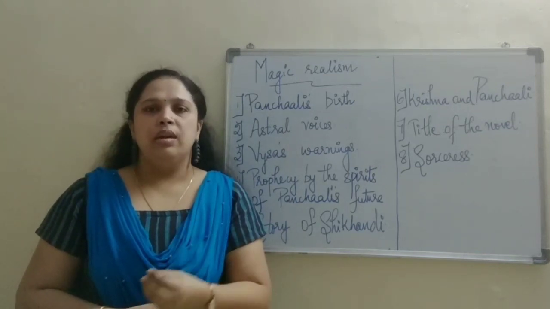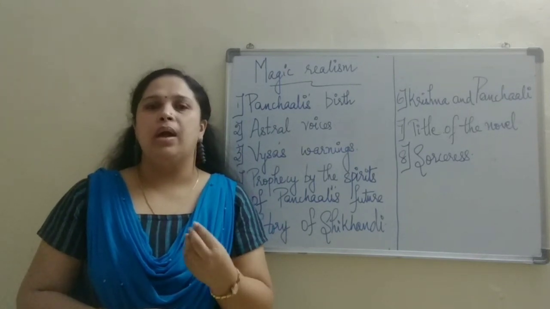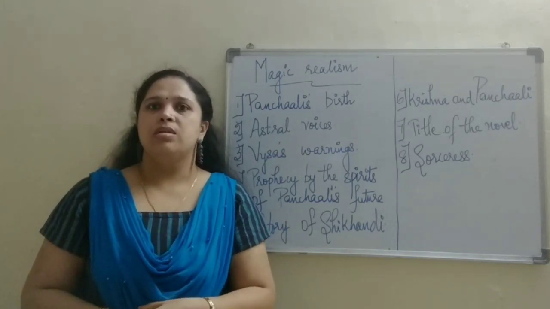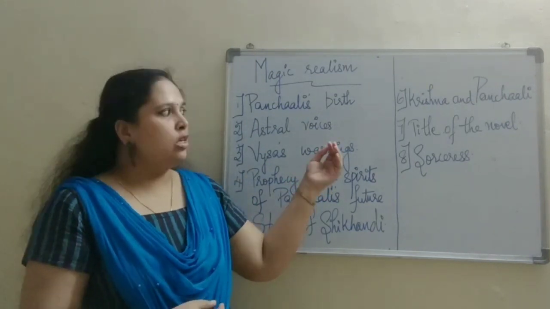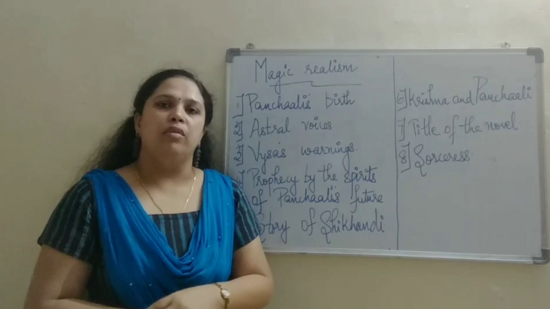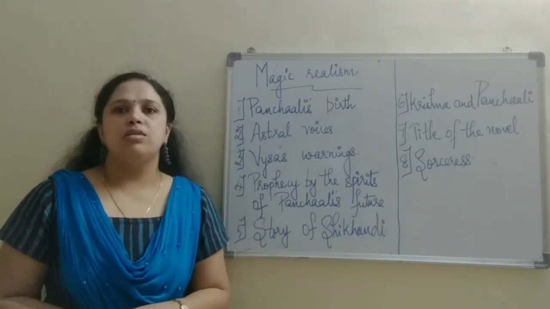So that's a realistic element. She knows that, okay, this palace, I'm going to live here and this will be my own. So that realistic element is also portrayed by Divakaruni. So that is the explanation which I can give you for the title of the novel, Palace of Illusions. Now coming to the 8th point, sorceress.